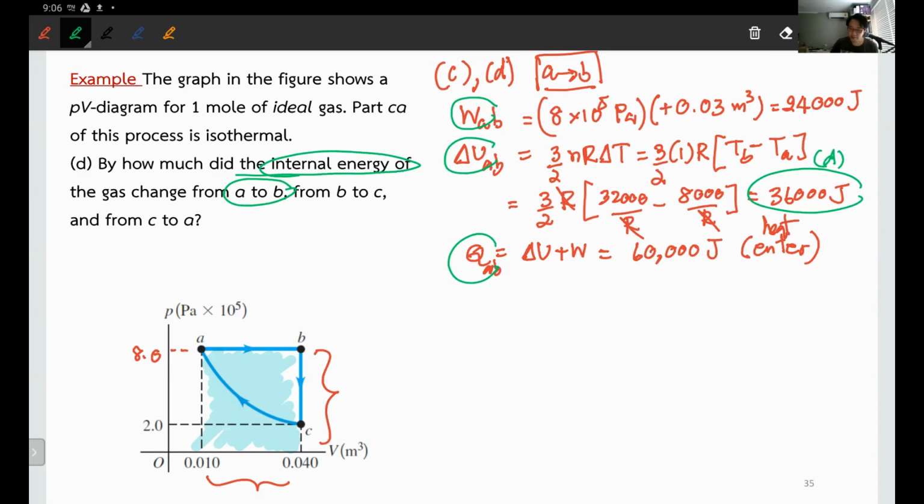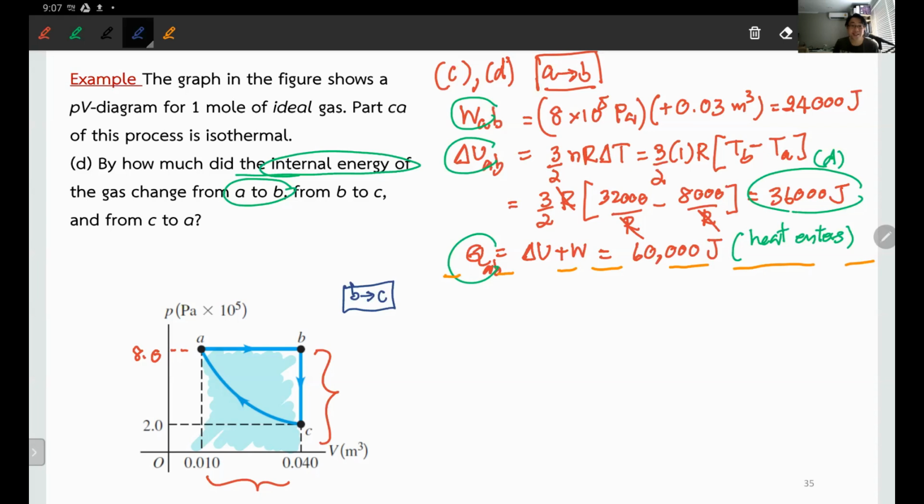Okay, I'll just use a different color here so it won't get dirty. So we just say heat enters. Okay, all right. So you see the whole idea of how things go. So let's move on. Let's go from B to C.